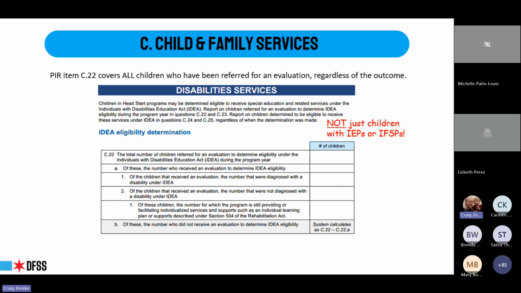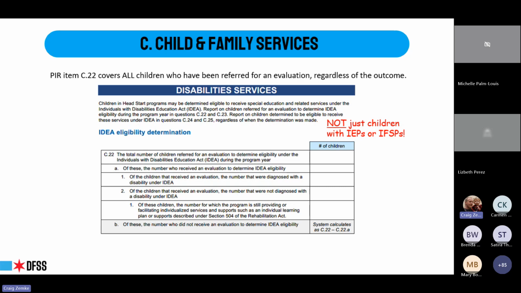Because we used to only ask, for the PIR, which children had an IEP or an IFSP and what condition was being treated. So what is a disability? Then we really didn't do much with that for Early Head Start kids, but for Head Start we had to enumerate which conditions children had.